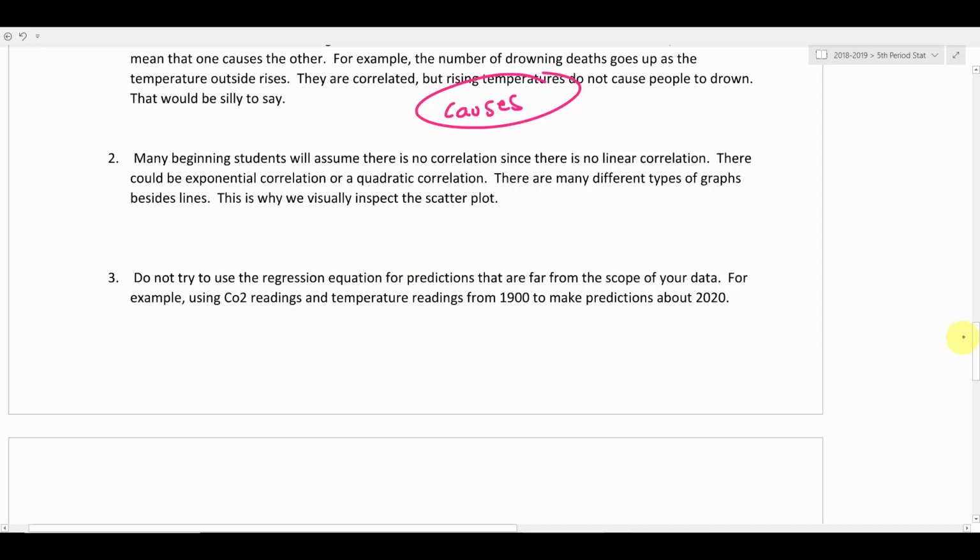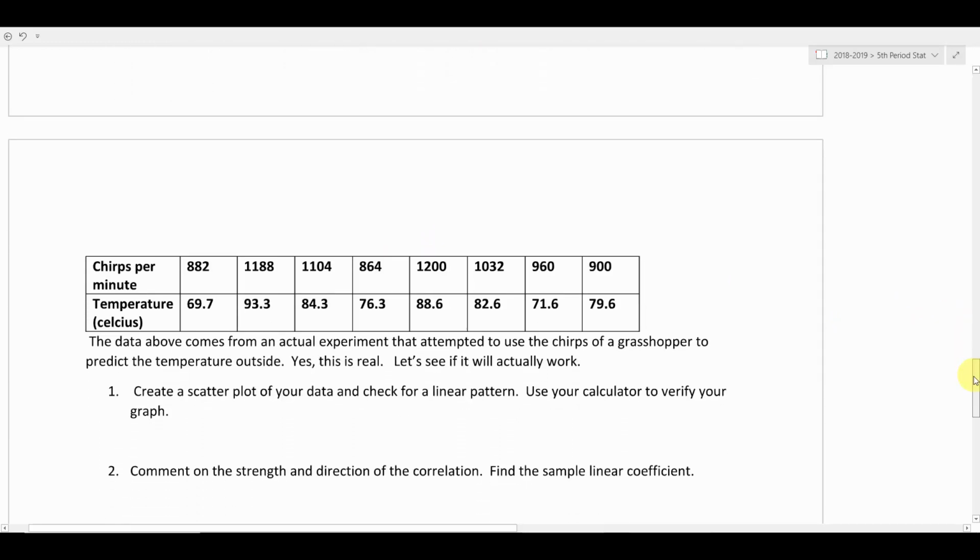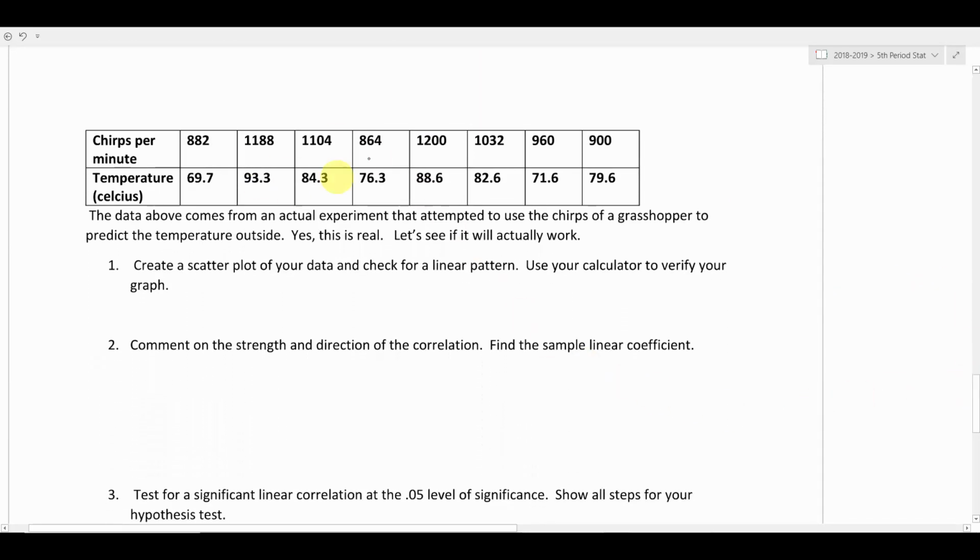All right, so let's continue on. We're going to do one more example here. We're going to take a look. You might remember this example from the beginning of the semester. We're going to take a look at chirps per minute of a cricket and temperature. There was a very famous study a long time ago where the connection between how crickets chirp and the temperature outside, they discovered that these two things are in fact related.